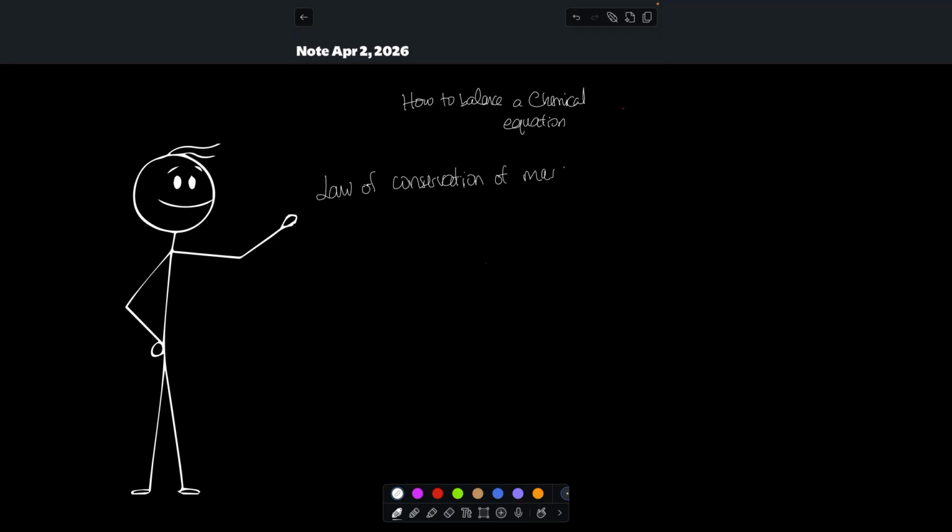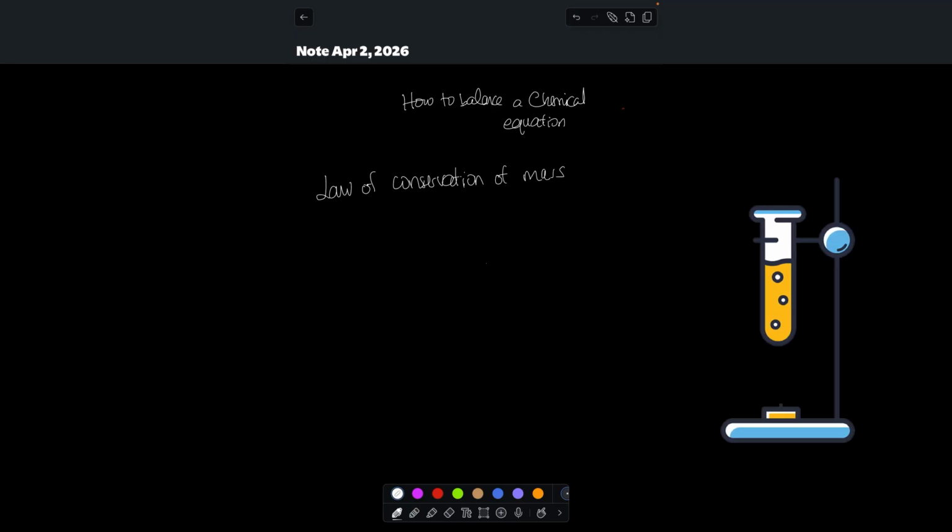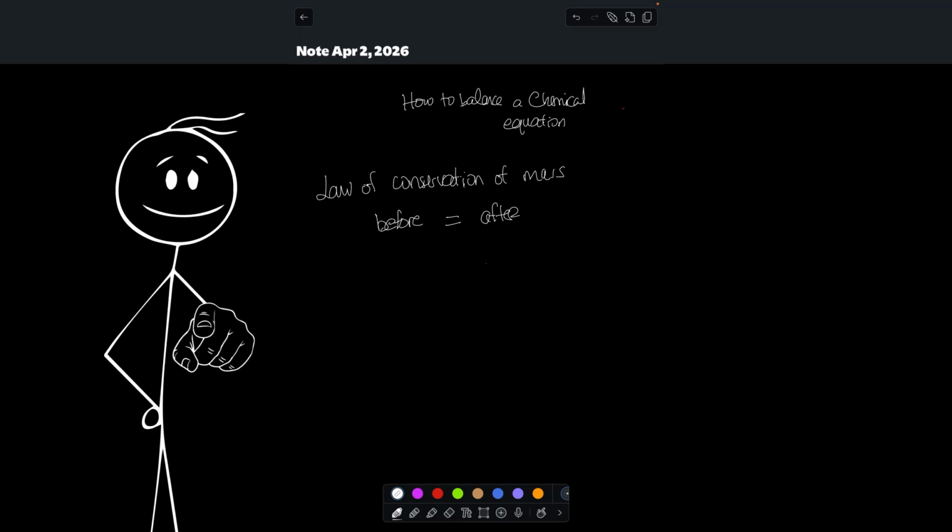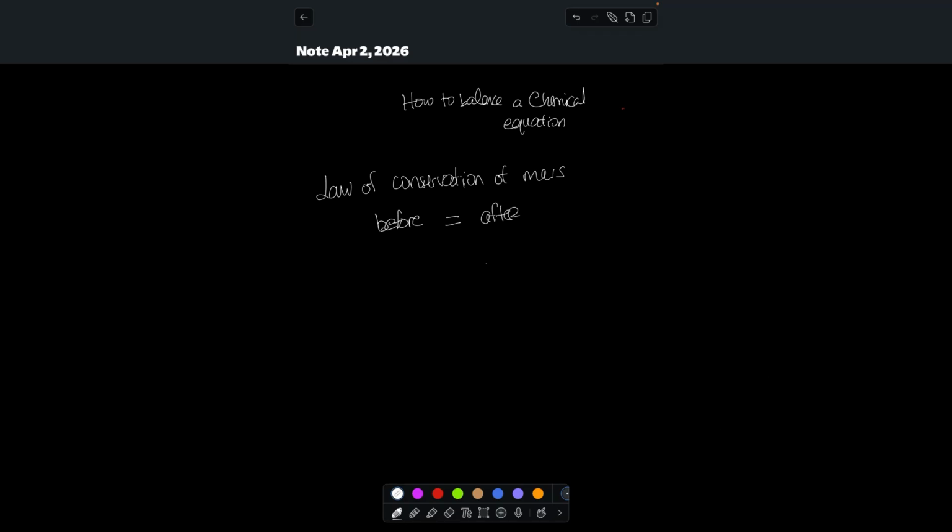What it basically tells us is that in a chemical reaction, the amount of matter, or mass, or particles that you have before a reaction has to be the same as after the reaction, right? You cannot create matter out of thin air. Whatever you had before, you will also have after.